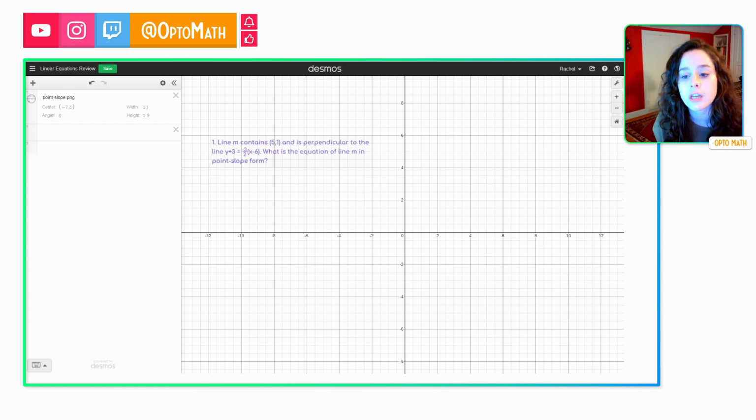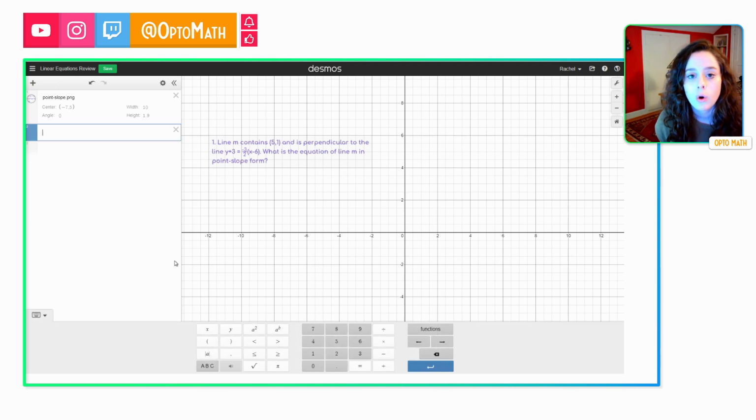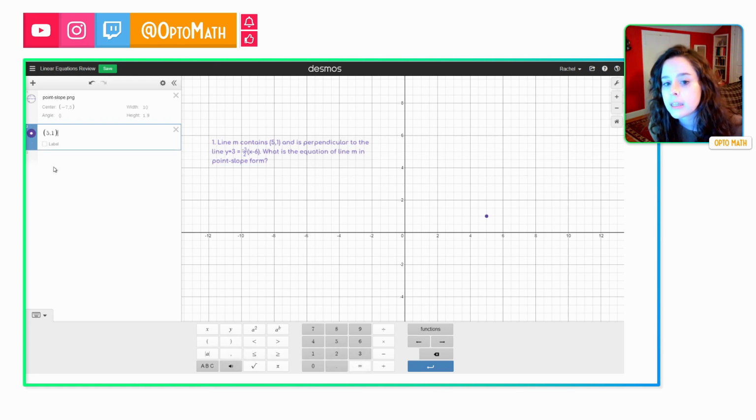And it's y plus 3 equals -3/2 times the quantity of x minus 6. So let's start by plotting our point, because we want to be able to visualize if our line goes through the point, because that's one of our requirements. And the other one is to have the proper intersection or non-intersection. So intersection of 90 degrees, which would be perpendicular. So we'll do our 5, 1, and we'll go ahead and label that.